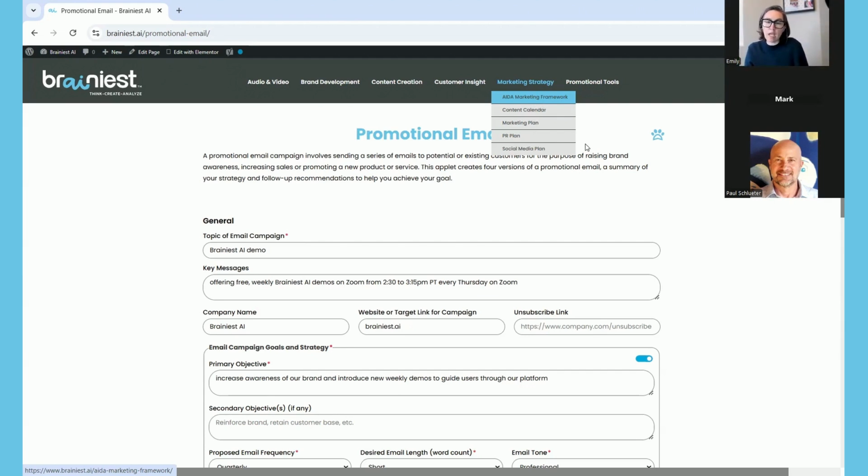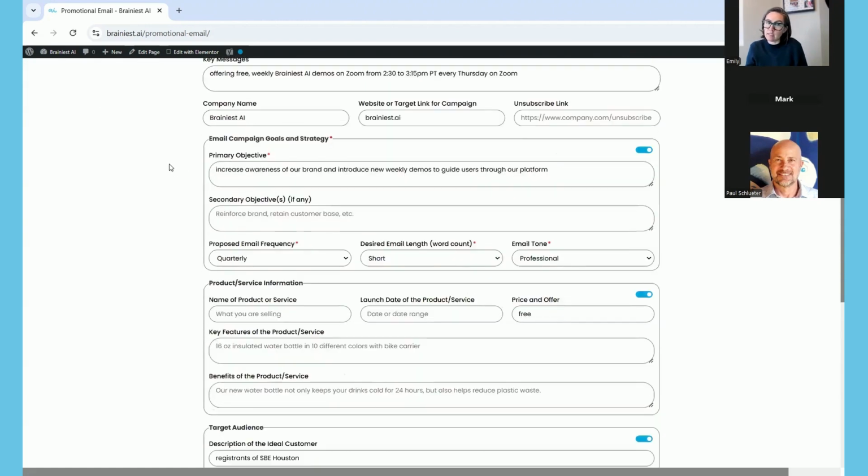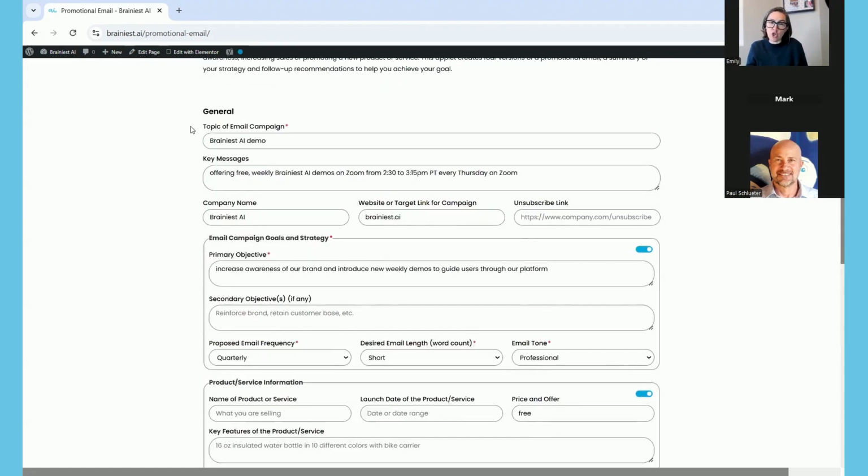I do recommend, even though it is a lot of work and you will have to do it more than once, because it's very likely you do have more than one target audience, doing that customer insight and developing customer personas, because target audience comes up in so many things.